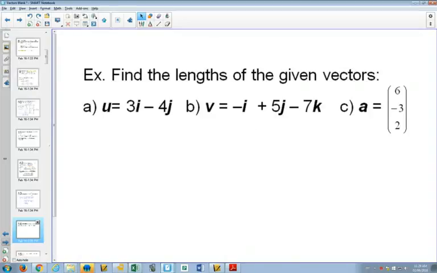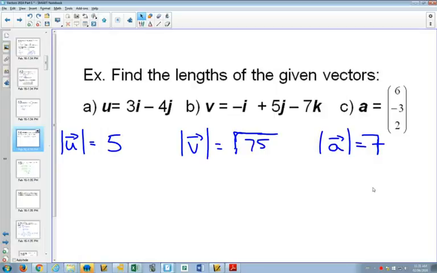So I'm going to get you to find the length of all three of those. First one, did you recognize the first one as a 3, 4, 5 triangle? Or did you still do the a squared plus b squared equals c squared? The second one, you get the square root of 75. You could reduce this to 5 square root of 3 if you wanted to.